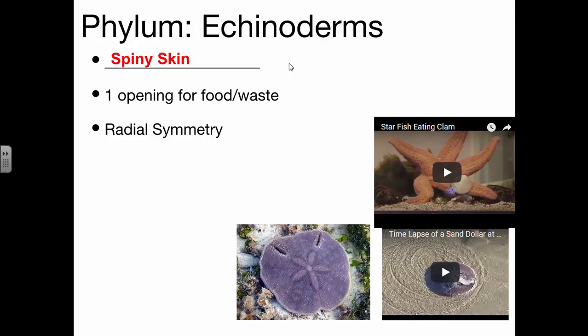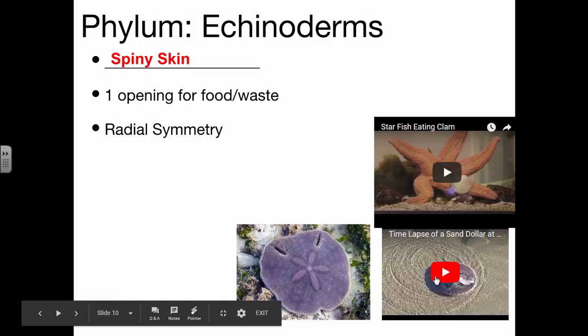And some of them are filter feeders, like the sand dollar. They have radial symmetry. So a sand dollar is an animal. When they are alive, you may see them at the shell store, or you might see them washed up on the beach. They're dead. What's remaining is sort of their skeleton. Just like you could find a starfish once it's dead, the skeleton doesn't break down, so you can pick it up. And here's a little time-lapse video.